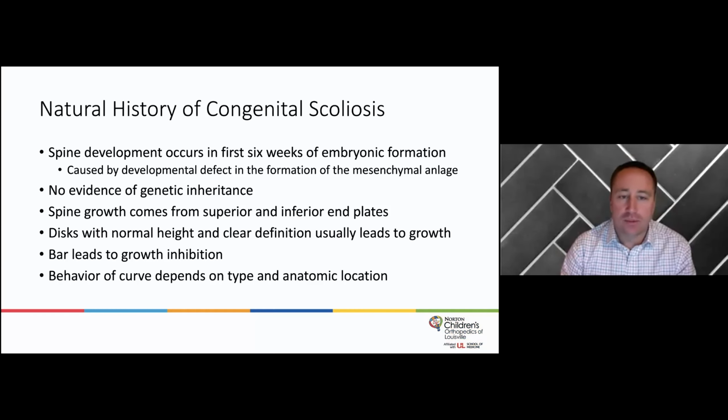The spine develops during the first 6 weeks of the embryologic phase, and it's caused by a developmental defect in the formation of the mesenchymal anlage. There's no evidence of genetic inheritance. The spine normally grows from the superior and inferior end plates of the spine, which I'll show you a picture of shortly. If you have a disc space that's normal, then that usually means you're going to have normal growth. And if you have a disc space that's not normal, then that probably means that it's not going to grow appropriately. And we'll get into that as we classify congenital scoliosis.